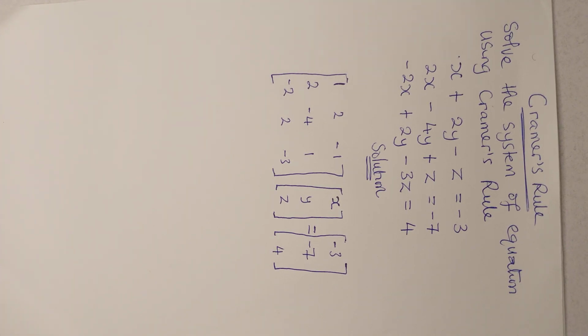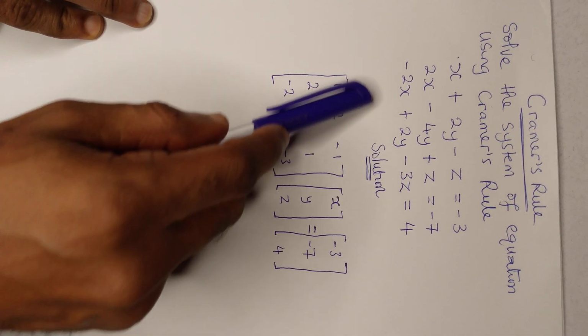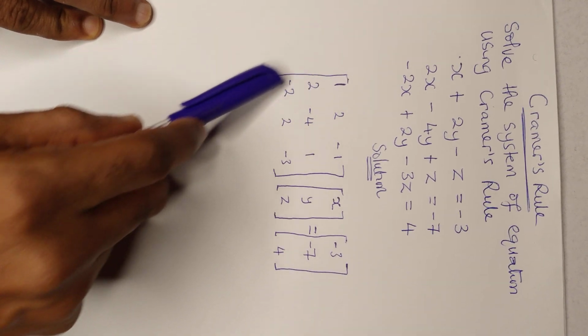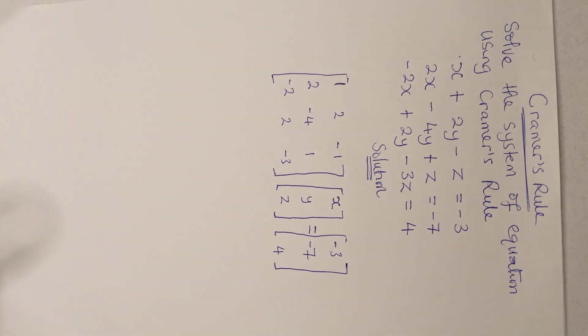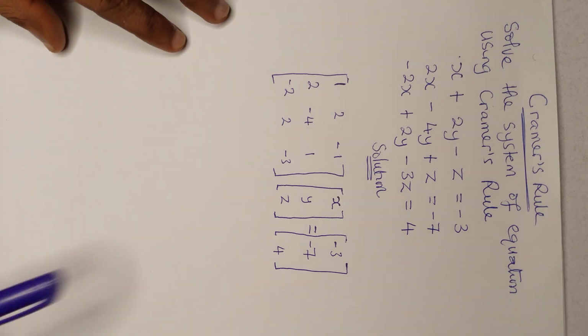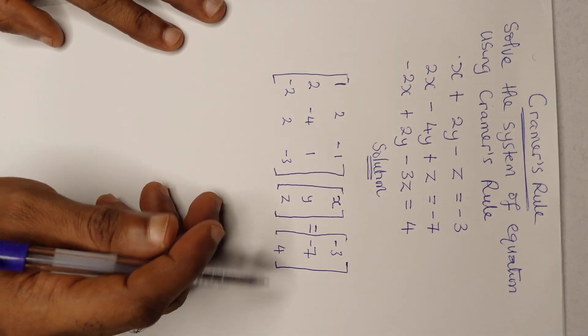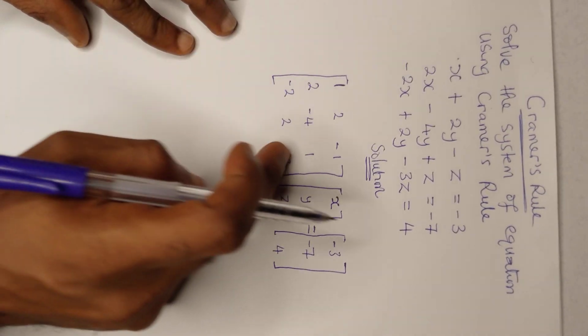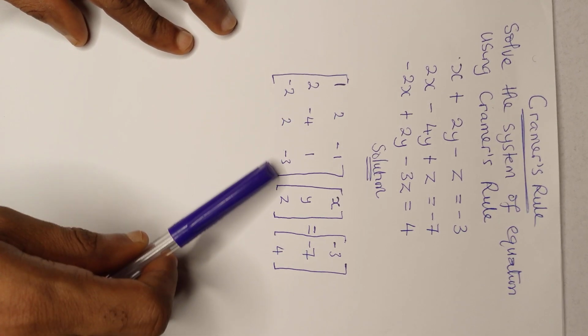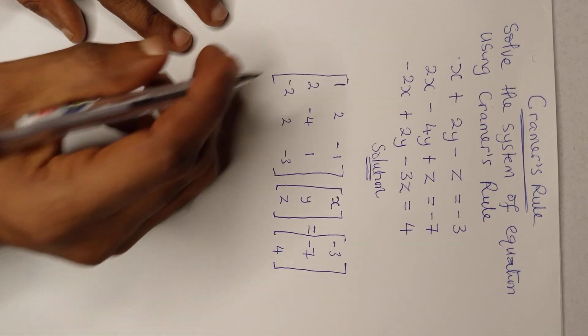Now, in using Cramer's rule, first we have to find the determinant of this matrix. When we are done, we find the determinant of x, we find the determinant of y, and we find the determinant of z. And from there, we can find the values of x, y, and z. So let's find the determinant of this matrix first. We can call this matrix A.